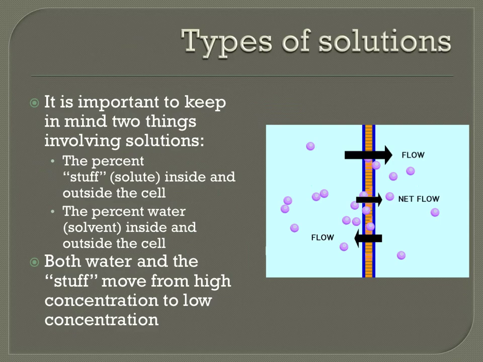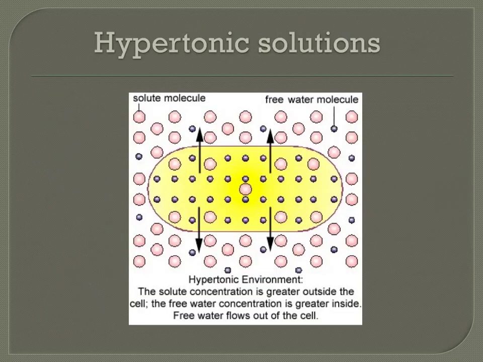The percent of water and the percent of that stuff, or the solute, inside and outside of the cell can vary considerably. What will happen in every circumstance is that the water and the stuff inside and outside of the cell will try to move from high to low concentration because of diffusion. The picture on the right exhibits the net, or the overall flow of materials, from the left to the right-hand side. There was more starting material on the left than the right, and things spread out until things evened out, or they reached equilibrium.